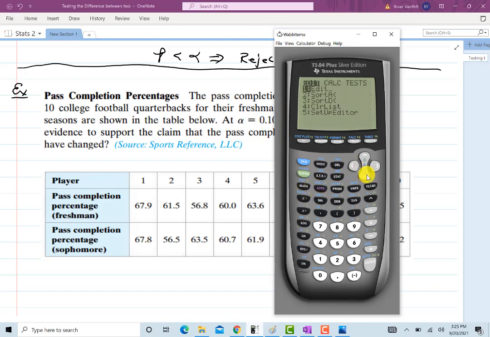Now, I only put things in L1, so I'm going to clear my list. And then I'm going to go second, find list above Stat, and then enter your way out of this, and it cleared L1 out. So when I hit Stat and then Edit, I can go ahead and enter the data into L1. So remember how we do this. 67.9 minus 67.8. And then it puts the one data item in there.